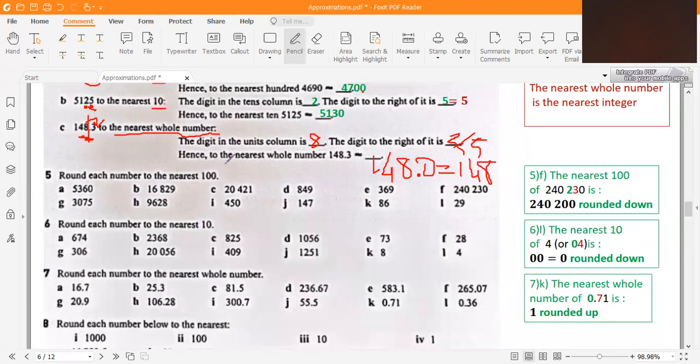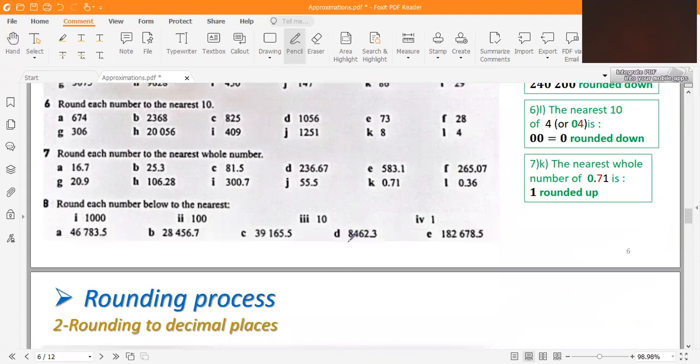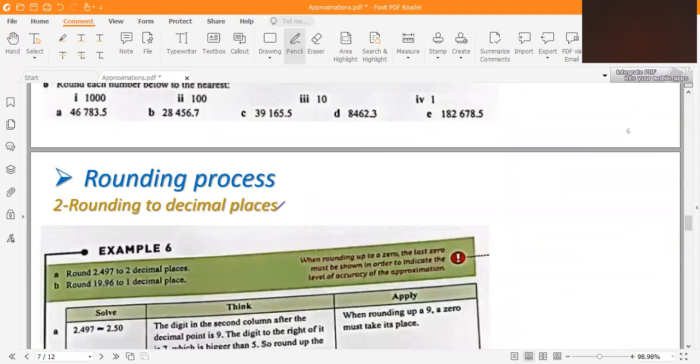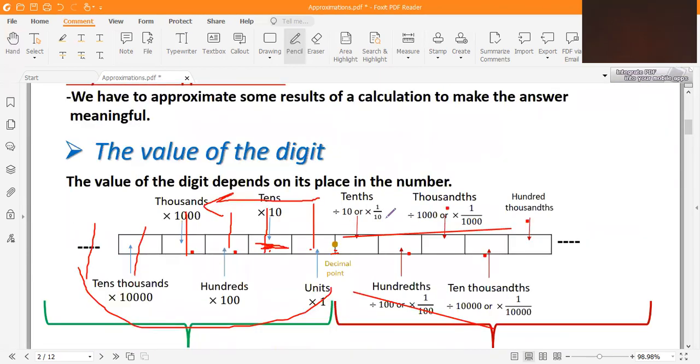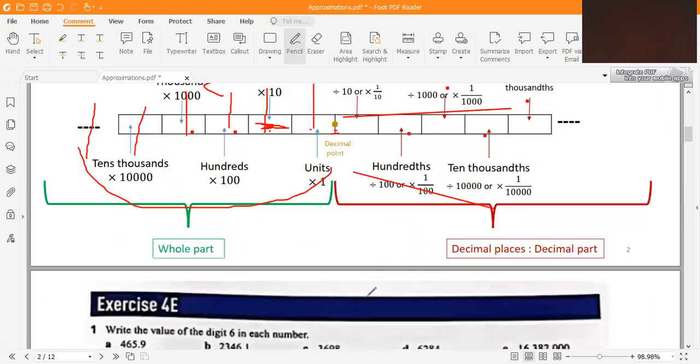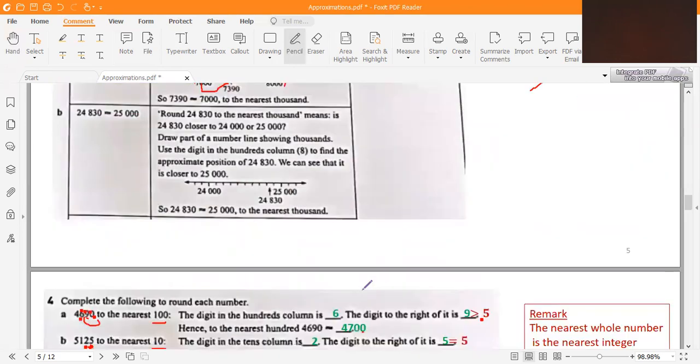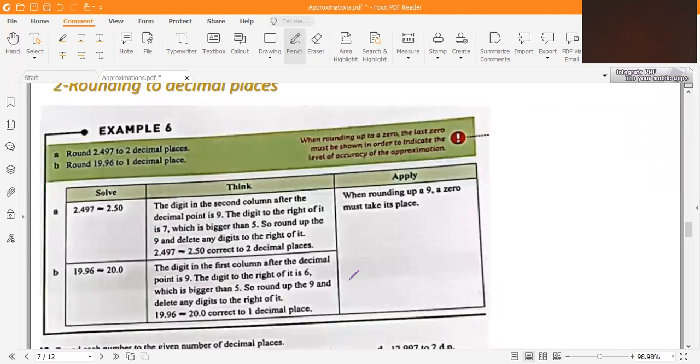And you can complete the following exercises by yourself and show me what is happening. Okay, in the rounding process, in some cases we have to round to decimal places. Normally decimal places, we have tenths, hundredths, so the places which are on the right of the decimal point. In the same way we do everything.